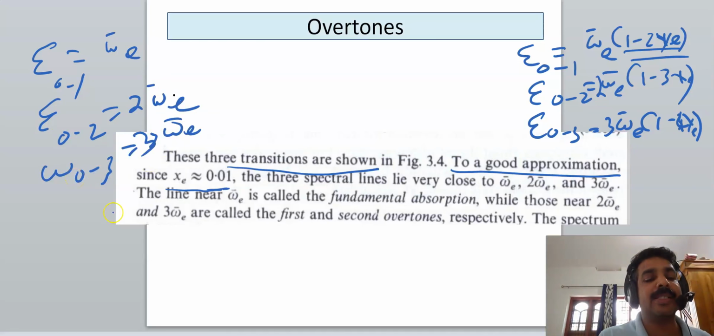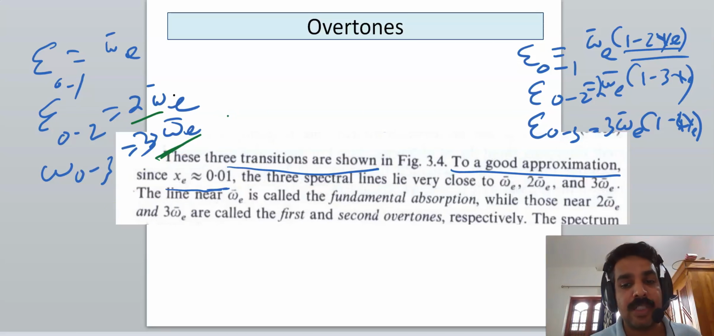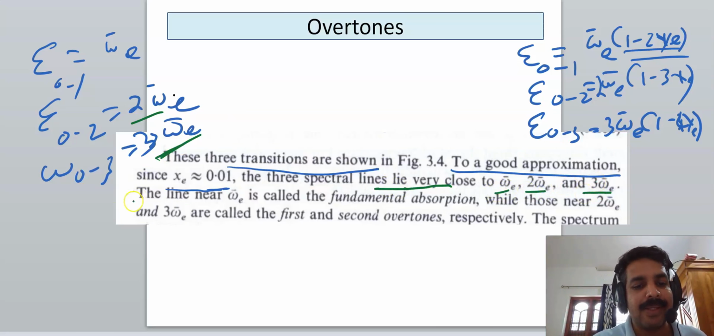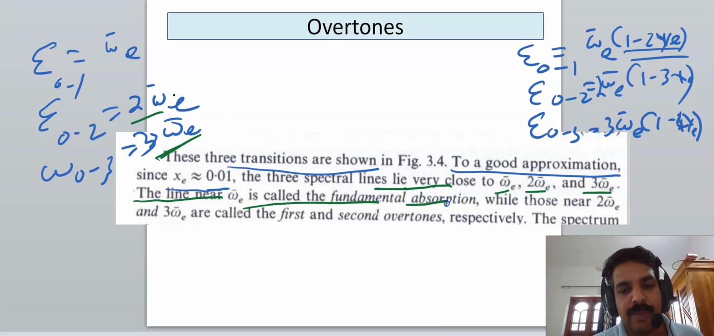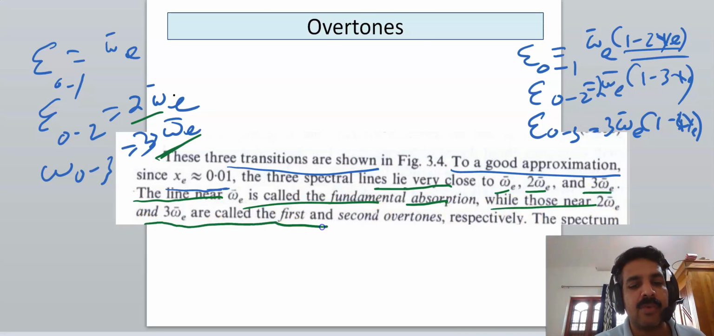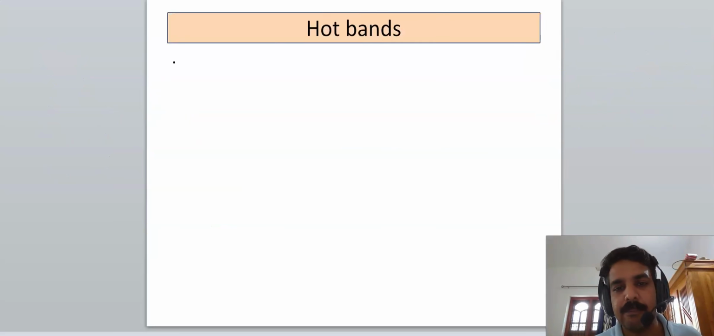So the frequencies will be in multiples, and that is why it is called an overtone transition. These spectral lines are very close to ω̄e, 2ω̄e and 3ω̄e. The line near ω̄e is called the fundamental transition, while those near 2ω̄e and 3ω̄e are called the first and second overtone respectively.